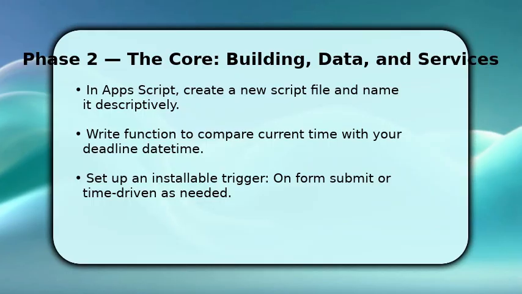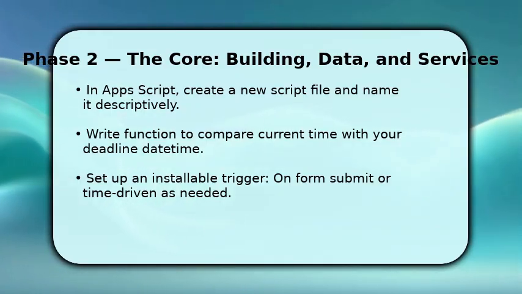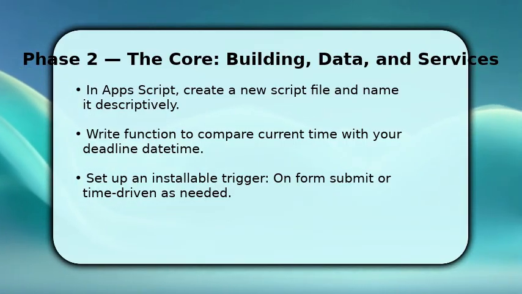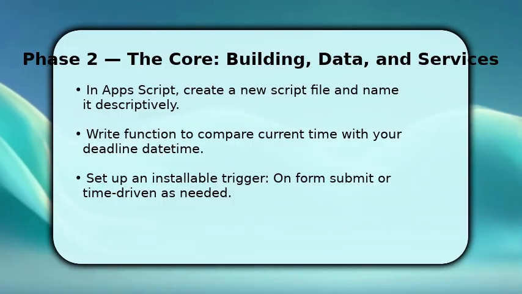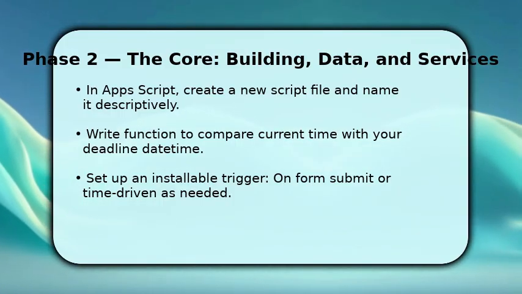Then implement logic to delete late rows, email respondents, or toggle form.setAcceptingResponses(false). Finally, add an installable trigger, On form submit, for immediate checks. Or you can run it on a time-driven trigger. Now test everything.